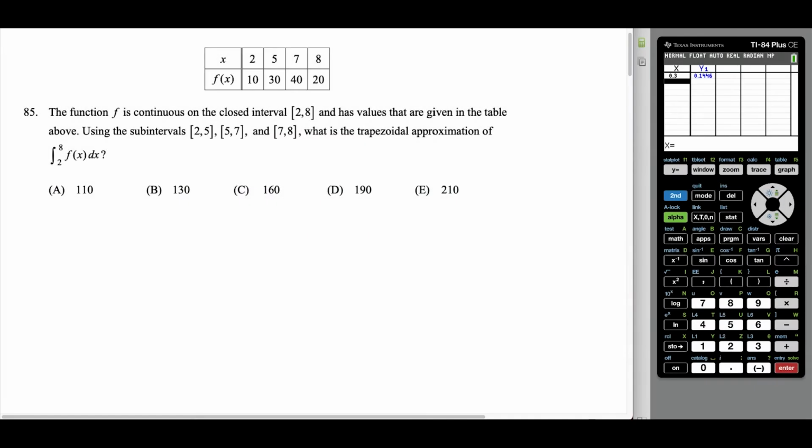So for question 85, we have f is continuous, we have values of the function, and we want to use the trapezoid method here to approximate the value of this definite integral here. And these are the subintervals.